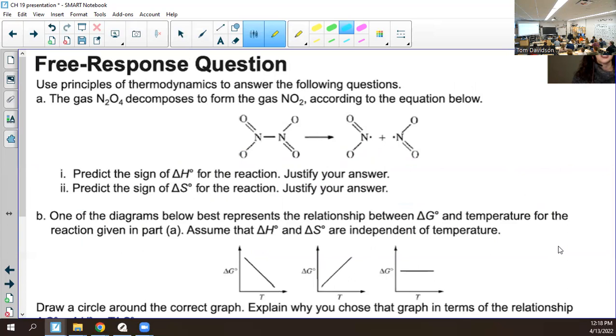So this is a free response example. Use principles of thermodynamics to answer the following questions. The gas N2O4 decomposes to form the gas NO2 according to the equation below. Predict the sign of delta H for the reaction and justify your answer. Part B, or double I, or 2, whatever: predict the sign of delta S for the reaction. Justify your answer. Okay.